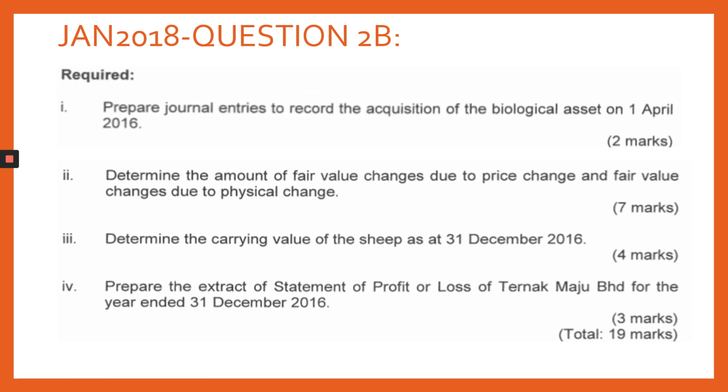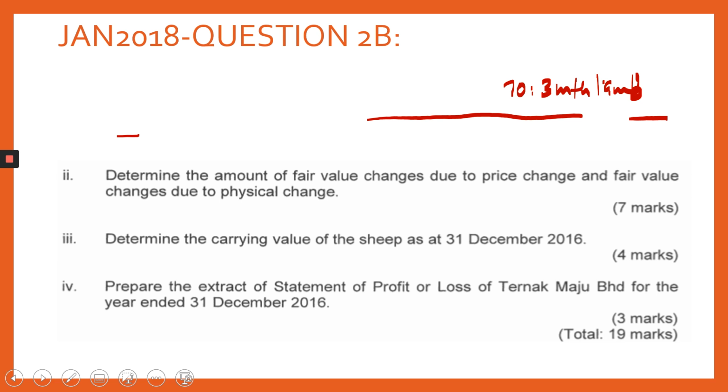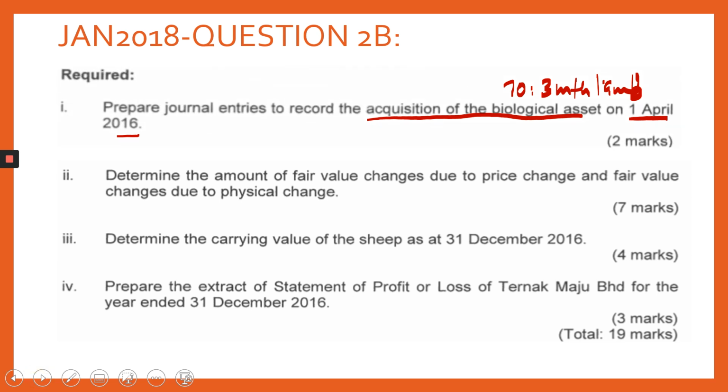You are required to prepare the journal entries to record the acquisition on 1st of April. So on 1st of April, there was acquisition of biological asset. Remember we are talking about the 3-month-old lamb. So here, what you will do is that will involve some increase in biological asset. You record that and you will credit them to bank or to payable.